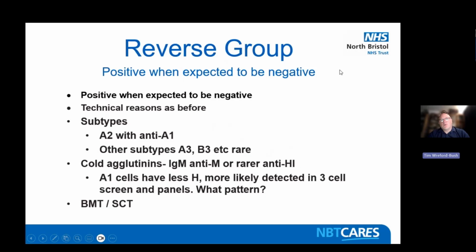Then you've got the other side of things. What if it's positive when you expect it to be negative? This way it gets a little bit more interesting. Again, check all the technical reasons as before, reagents, etc. Then you have things like subtypes. So, for instance, an A2 with an anti-A1 is quite common. It's certainly something we will experience. So one of the things we'll do there.